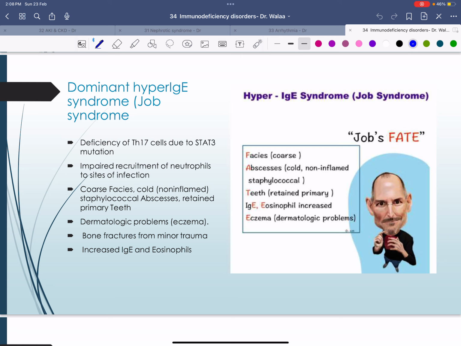In the literature they say they have susceptibility to bone fractures. Why, they don't know, but they find they have abnormal bone remodeling. Okay? Abnormal bone remodeling will cause fragile bones and increase the risk of fractures.